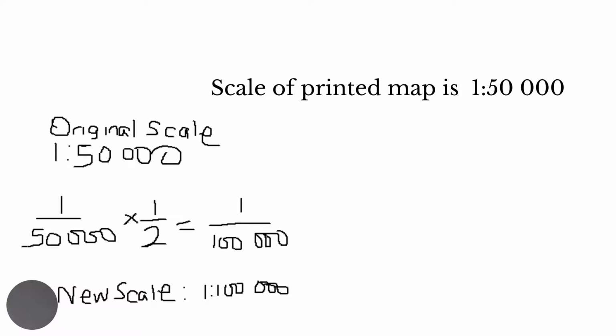Remember that when the number to the right of the colon is larger, it actually indicates that the scale is smaller. So a 1 to 100,000 scale is actually smaller than a 1 to 50,000 scale. In fact, it is half the size of the 1 to 50,000 scale.